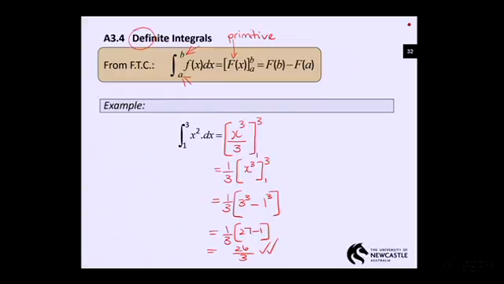What if you didn't take that 1/3 out? Nothing much changes, because when you put the 3 in, you get 3 cubed on 3 minus 1 cubed on 3, and you end up with your 26 on 3. It does not matter. Remember, taking that constant out is handy, but it only works if there's one term.